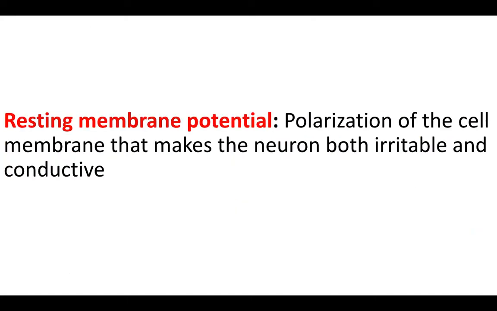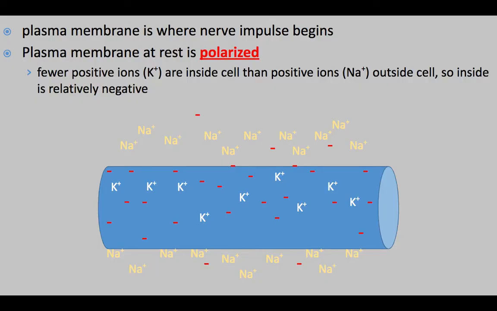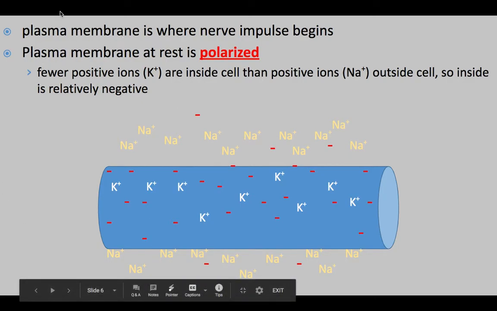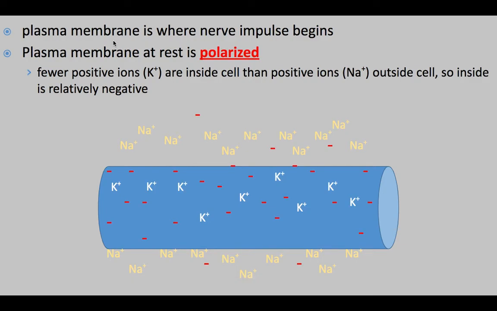So it all starts here at the resting membrane potential, a term that refers to the polarization of the neuron's cell membrane that makes the neuron both irritable and conductive. And the reason why you need to know about this is because you have to remember that nerve impulses begin at the plasma membrane. But they don't happen in any other cell in your body. And the reason why is because only the neuron's plasma membranes are polarized at rest.